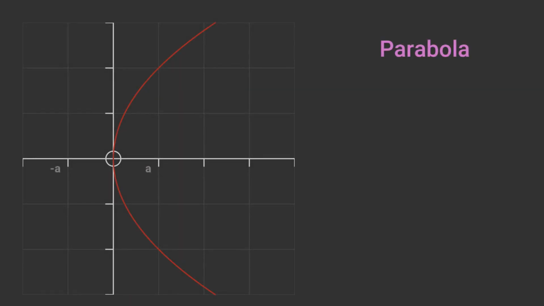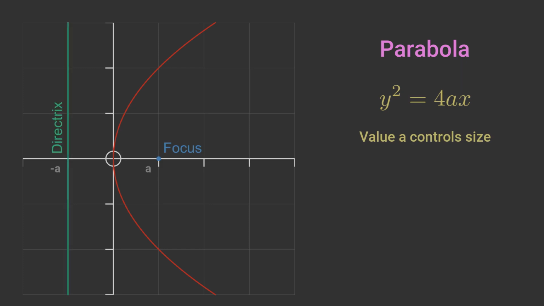We can define a parabola with the equation y squared equals 4ax. The parameter a is a value that controls the size of the parabola. But we can also define a parabola as a locus of points, controlled by a point called the focus and a line called the directrix. We will see how to do that in this video.